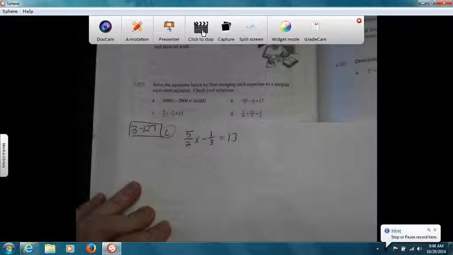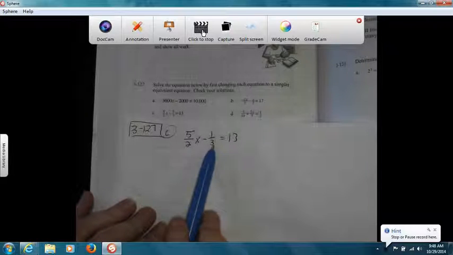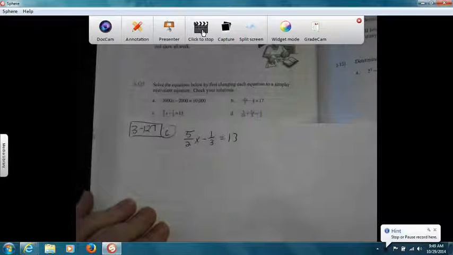Okay, so this is 3-127 letter C, and we're trying to do our fraction buster thing, because it says solve the equation by changing each equation to a simpler equivalent equation. So, does anyone have any ideas on what they'd like to multiply everything by to get rid of the fraction? What do you think, Kayla?